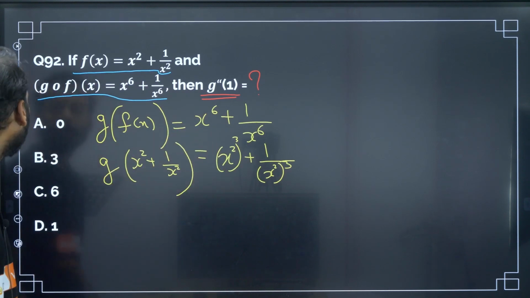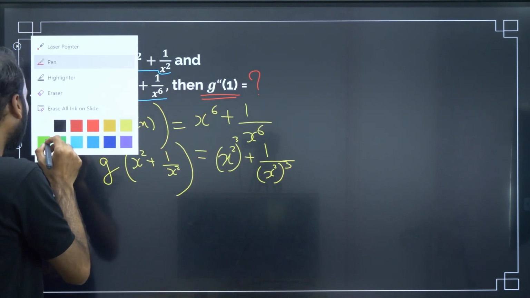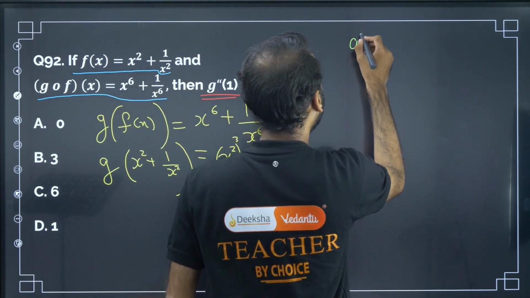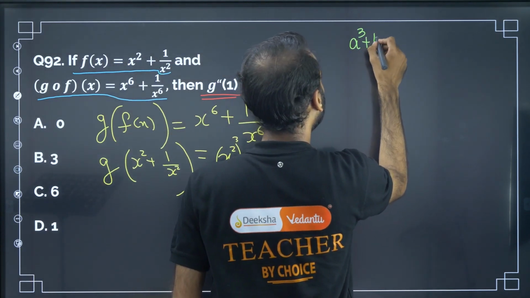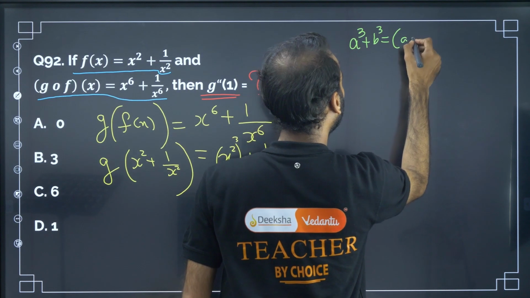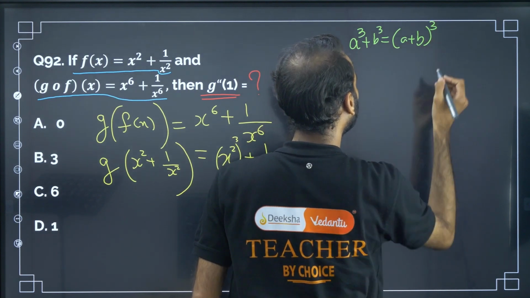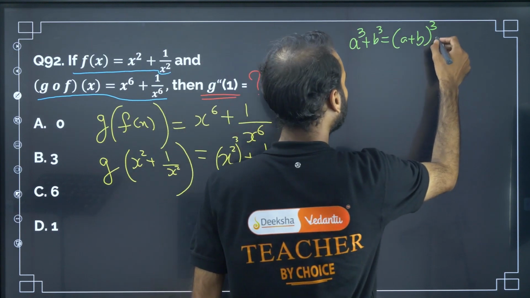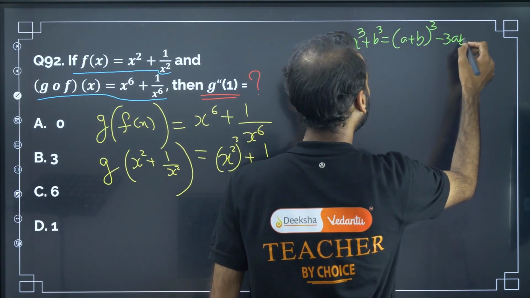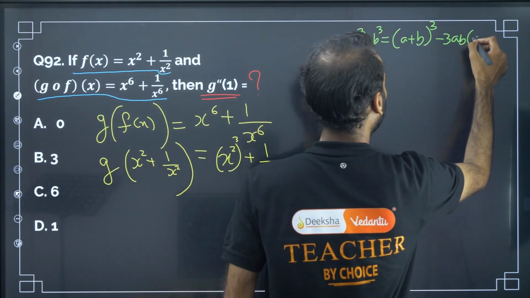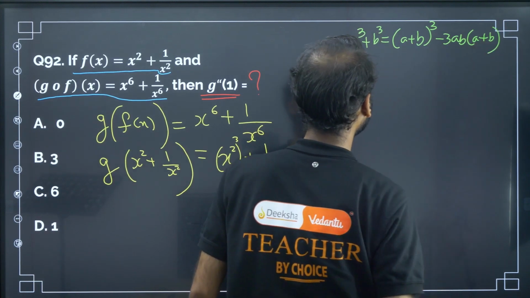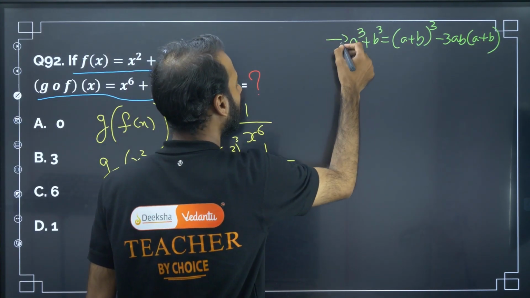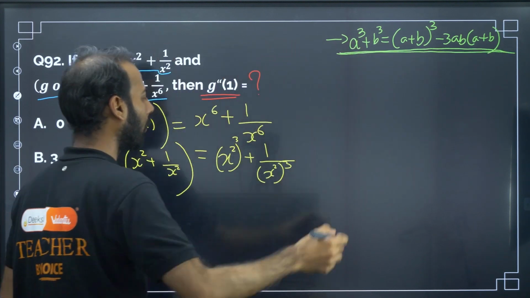Same thing I have written. Now, from our lower classes, we are already aware of one formula. What is that formula? a cube plus b cube is equal to a plus b whole cube minus 3ab times a plus b. So we are already aware of this from the synopsis. In our lower classes they already taught us.